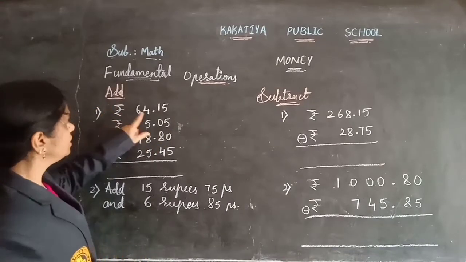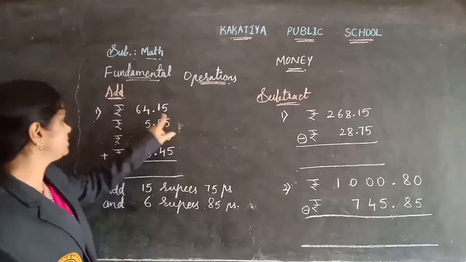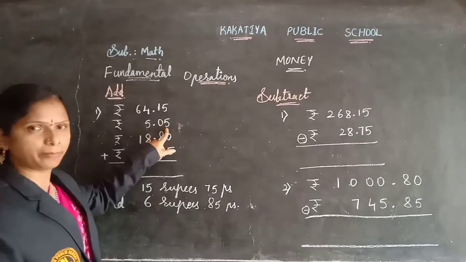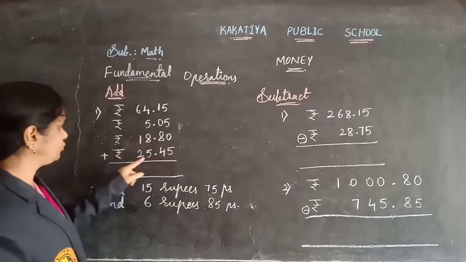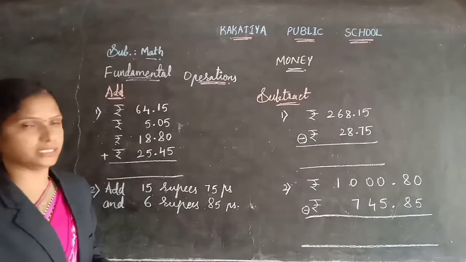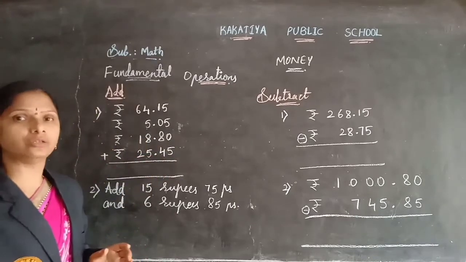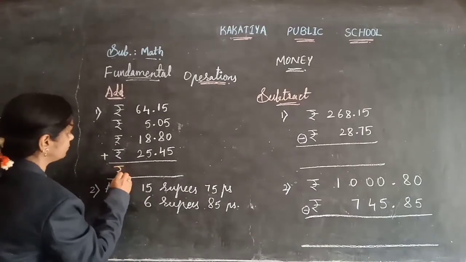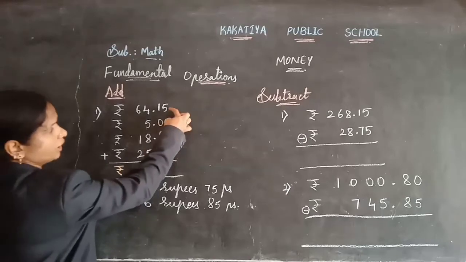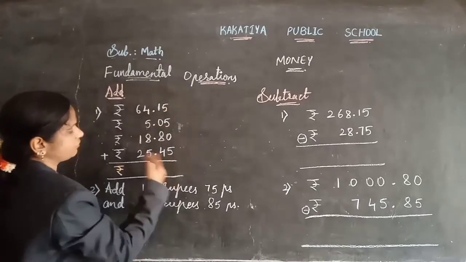First, they are given here: 64 rupees 15 paise, and 5 rupees 05 paise, and 18 rupees 80 paise, and 25 rupees 45 paise. These are the numbers which we have to add. Come on, let's add the rupees numbers. Now let's start the addition from here.